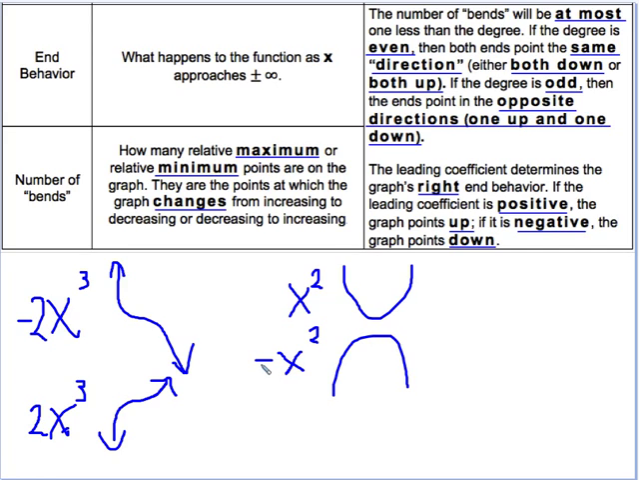Okay, notice here my leading coefficient's negative, so my end behaviors are pointing down. Here the leading coefficient is positive and they're pointing up. All right, so that's basically the gist.